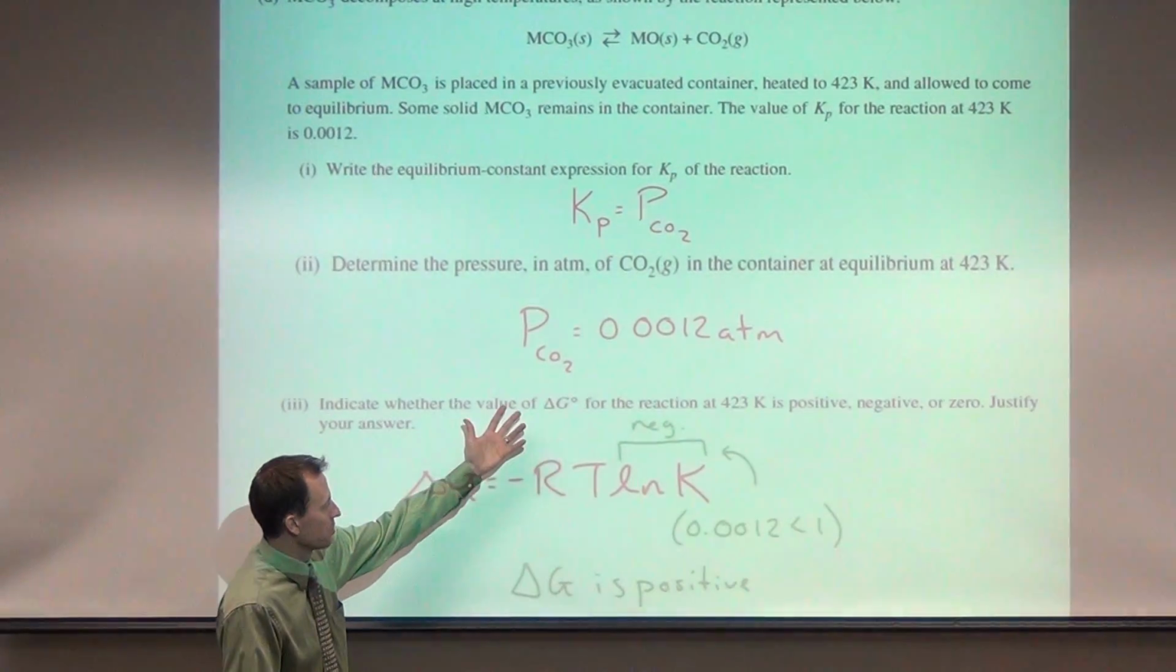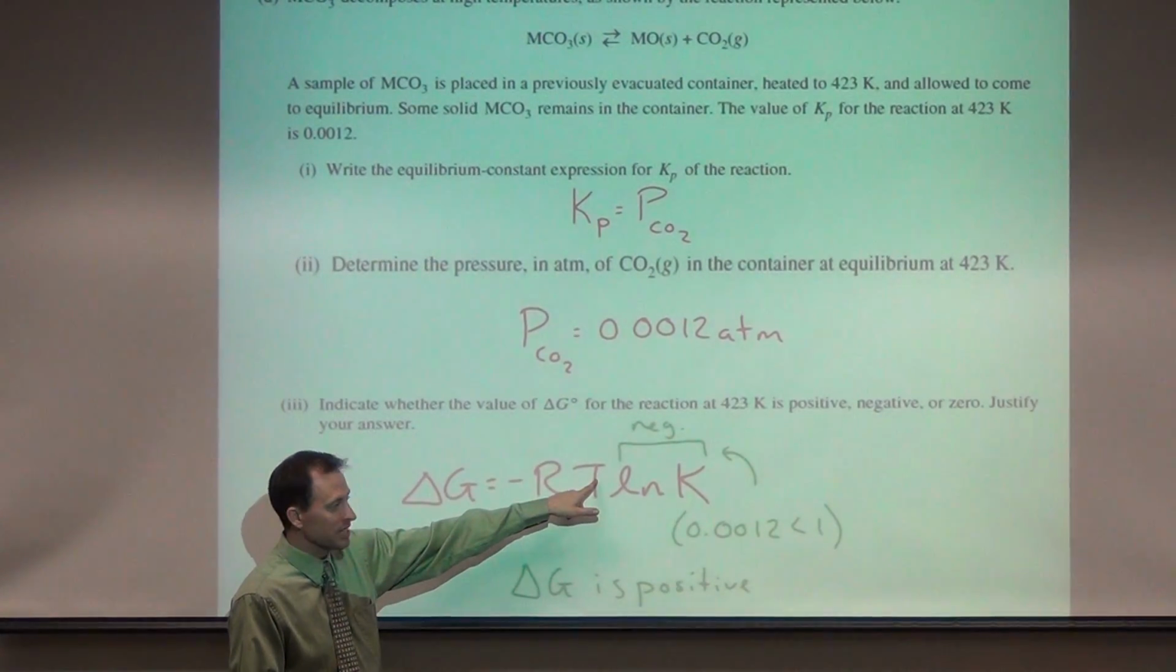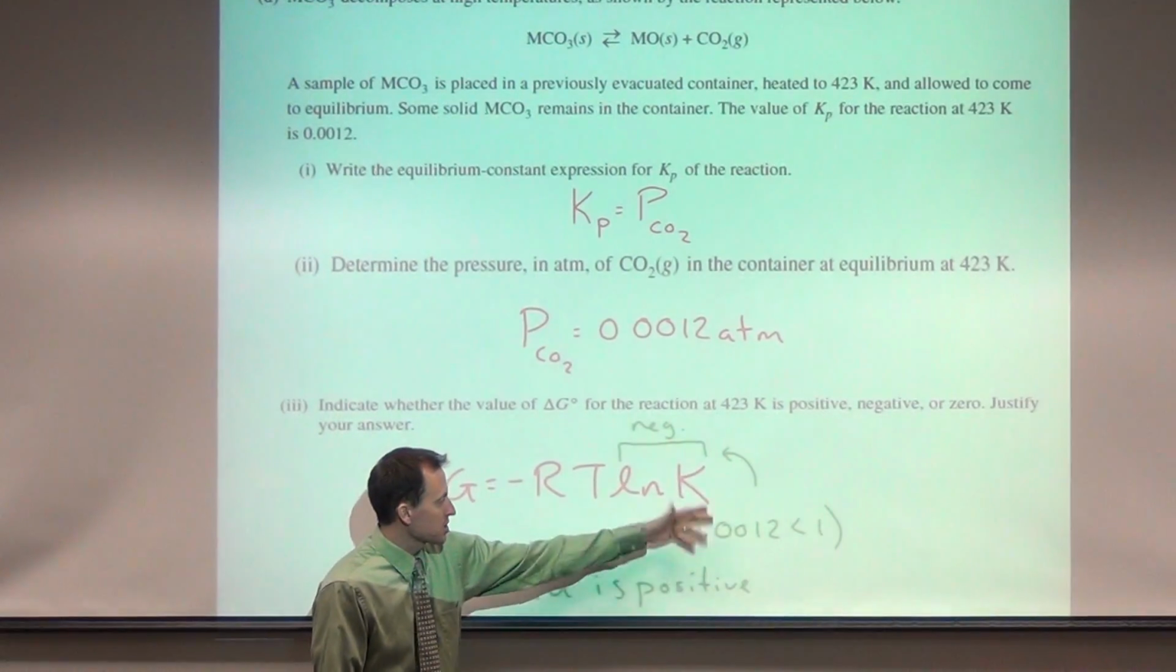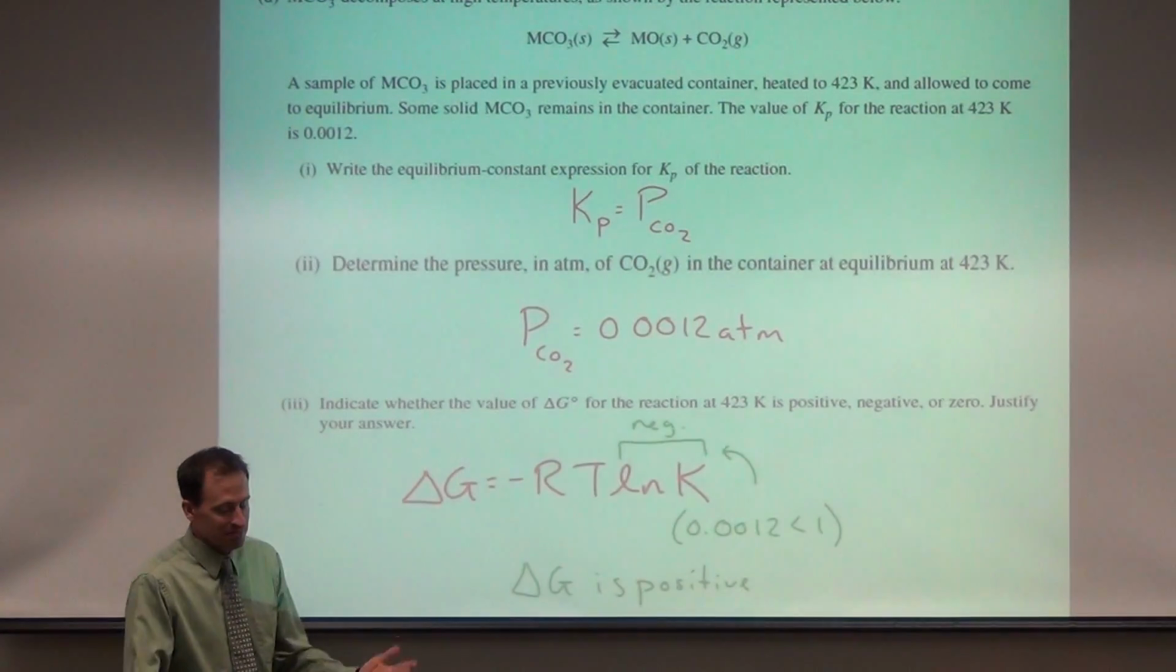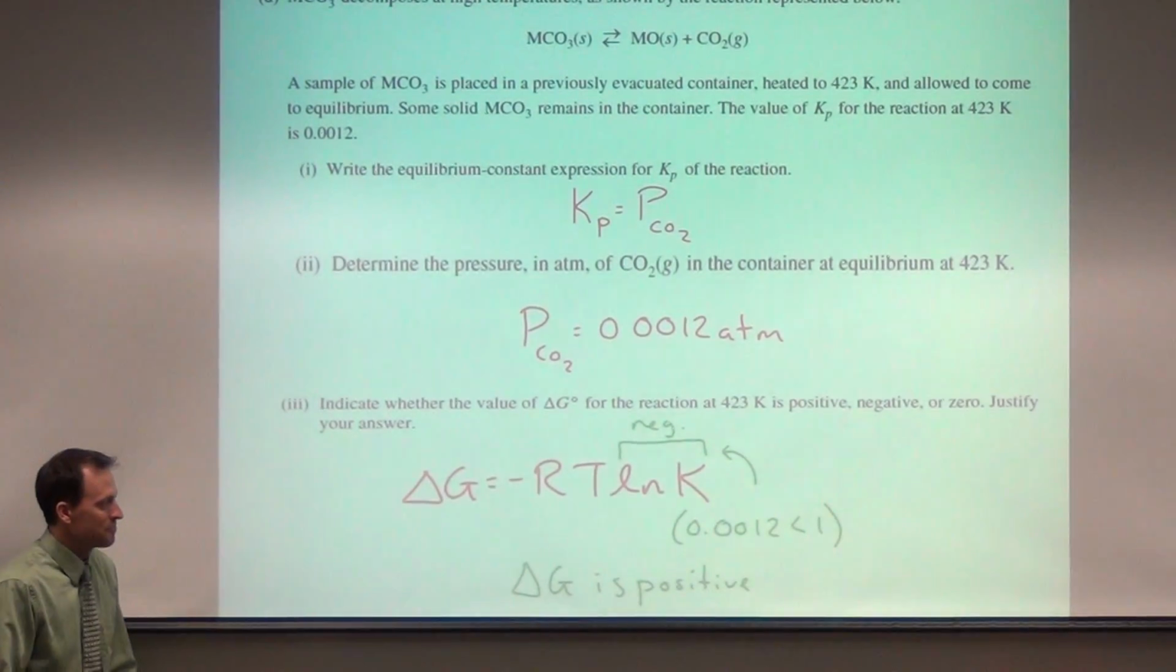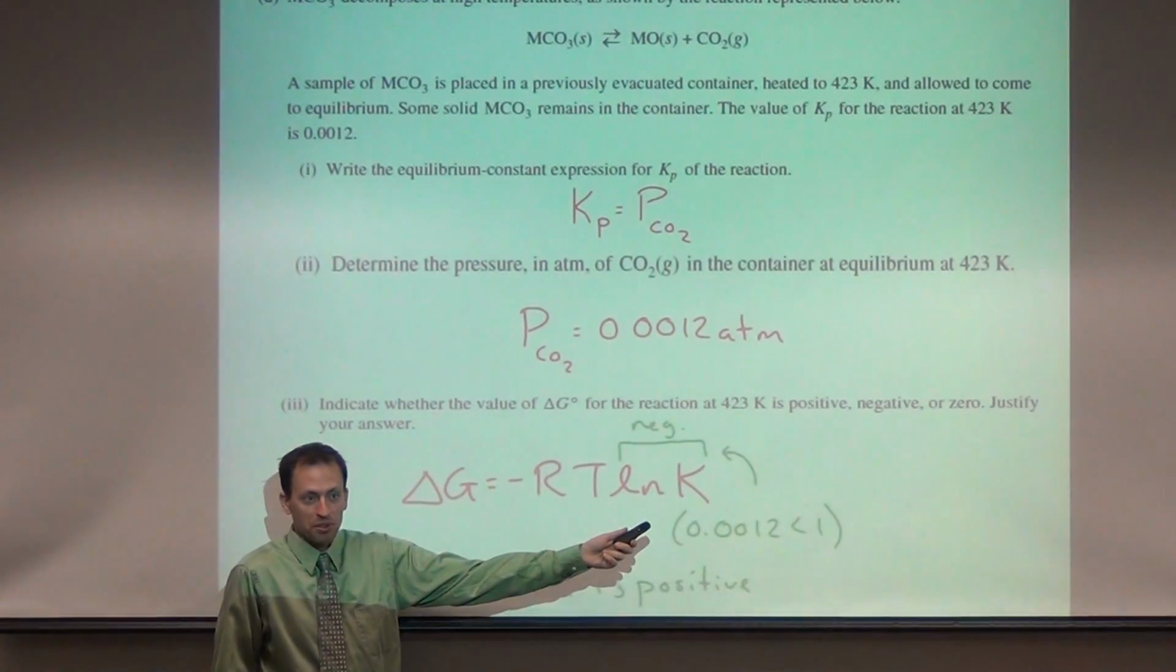I mean, actually, you could put the whole thing in. You could put 423 in here, put your R value in there, and then put your K, and you could get the whole number. I didn't even think about that. I just looked at what this is going to do. I could have punched the whole thing in.